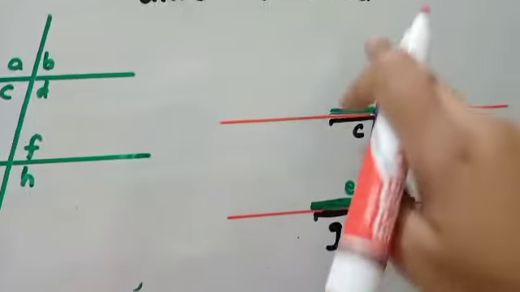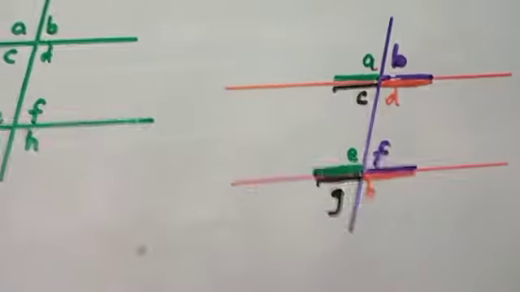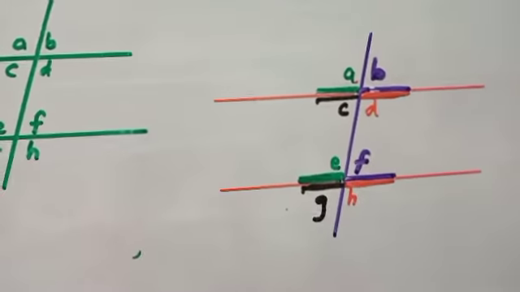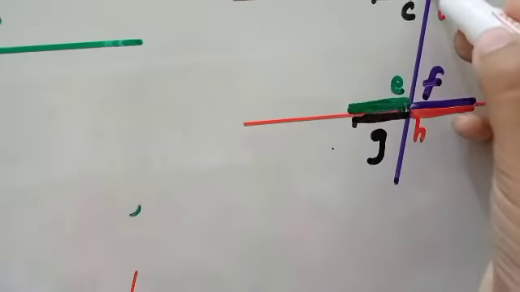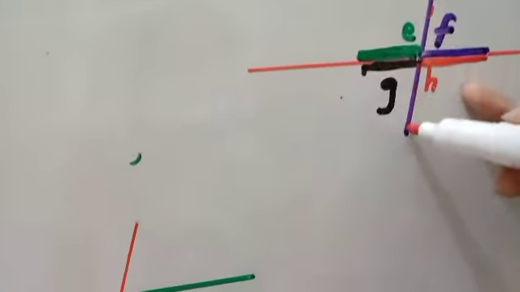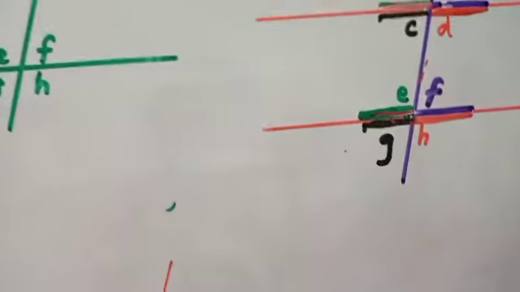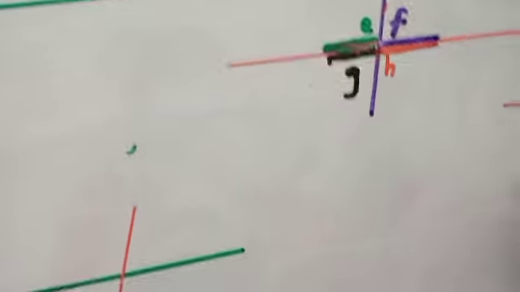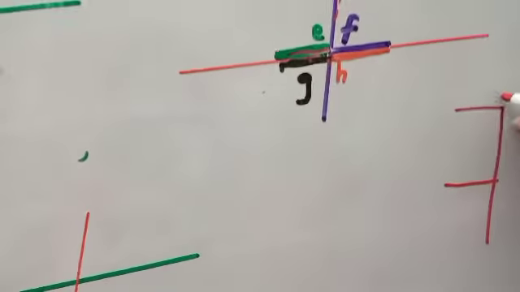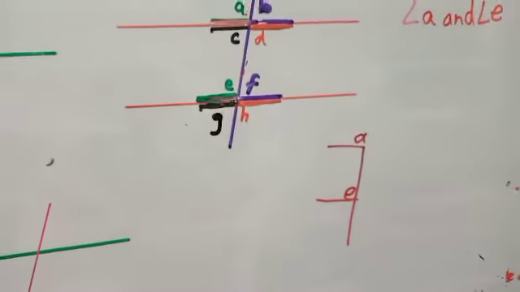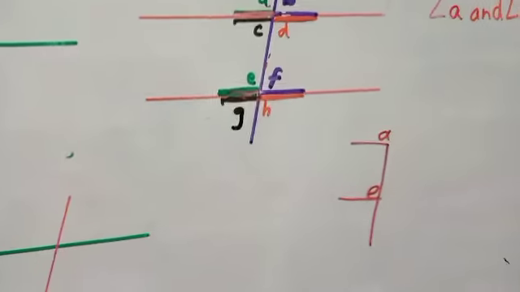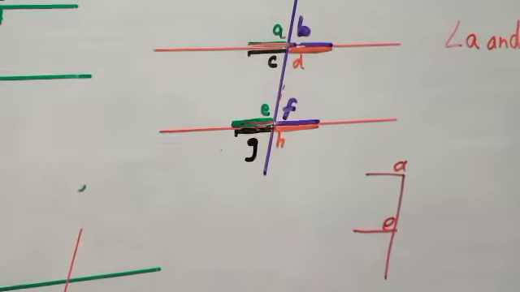Secondly, they lie on the same side of the transversal, and I told you that they make an F shape. So if you look carefully, this and down till this, they are making an F shape. This and this. So A and E. Can you see? They are making an F shape. So they are corresponding angles.